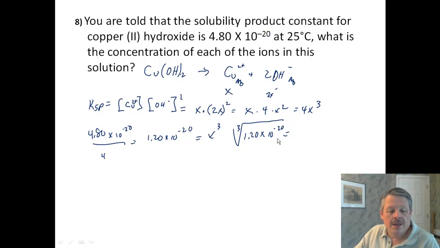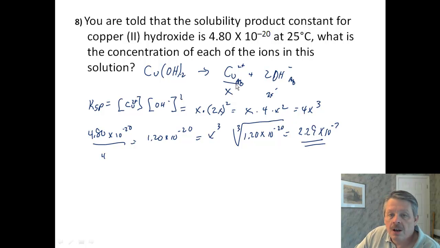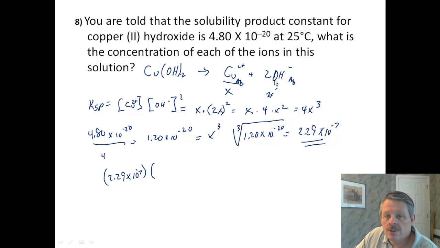All right, and if I take that cube root, sorry, switch to the next page. If I take that cube root, I come up with 2.29 times 10 to the minus 7th. And that should be my concentration of the copper ion. So it should be 2.29 times 10 to the minus 7th. And then what I would have to do to check my work is look at the OH ion, which is going to be twice as concentrated, so it's going to be twice that number. So that would be 4.58 times 10 to the minus 7th.